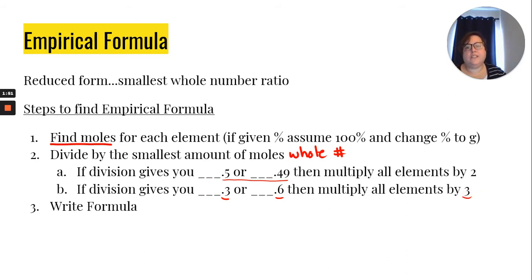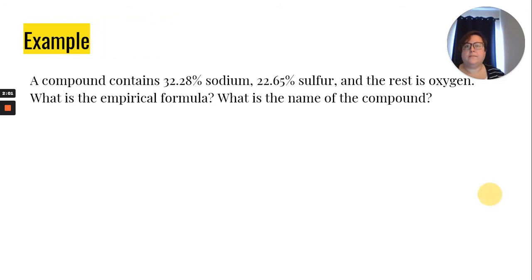Once you have those ratios, then you can write the formula. Don't forget to do that last step. That one, for some reason, everybody forgets. Once they get the ratio, they stop. But you do need to write the formula.